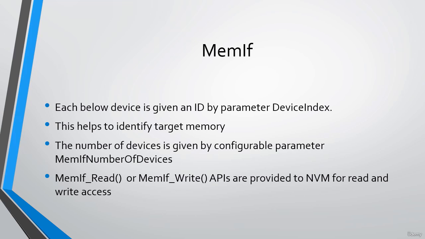Now MemIf provides two APIs, MemIf read and MemIf write. These APIs are provided to NVM for reading and writing access. Using these APIs, the NVM module tries to read or write into the underlying architecture, for example Flash. If the NVM needs to write, then NVM has to call the MemIf write API, which will trigger the writing to the hardware. It is the same in the case of MemIf read.